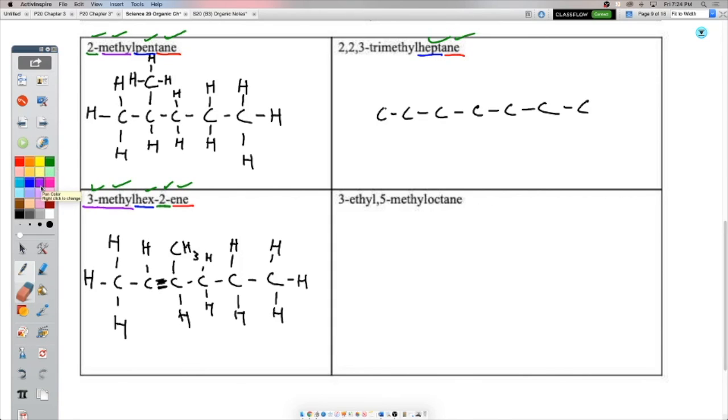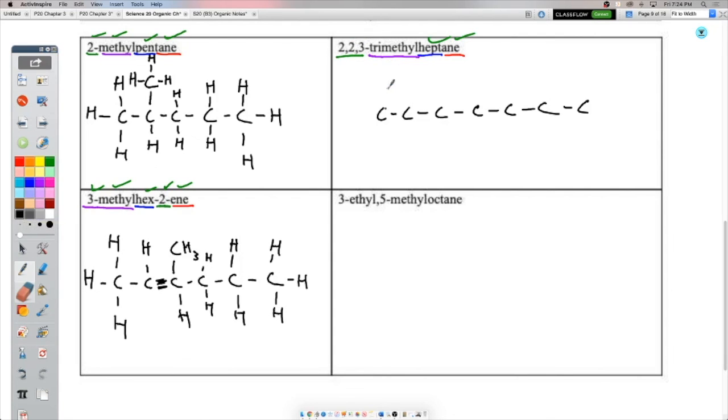Okay, looks scary at first, but think about what it's saying. 2,2,3-trimethyl. So that means there's 3 methyl groups, right? A tricycle has 3 wheels. There's 3 methyl groups. And you say, okay, great, there's 3 methyl groups, but where are they? Oh, they're on the second and the third. Okay, so that looks weird at first, but all that means is 2 of them are on number 2, and 1 of them's on number 3. So let's just draw those in. So on the second carbon, we have 2, 2, 3.